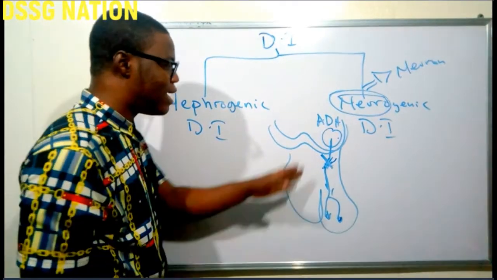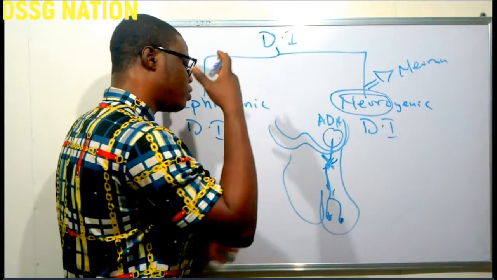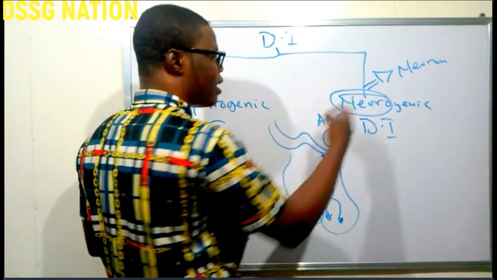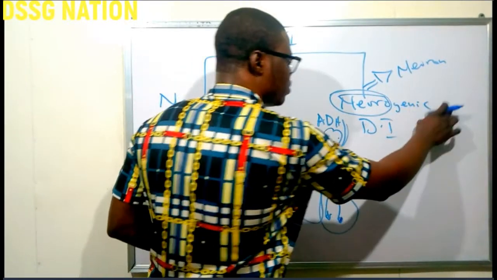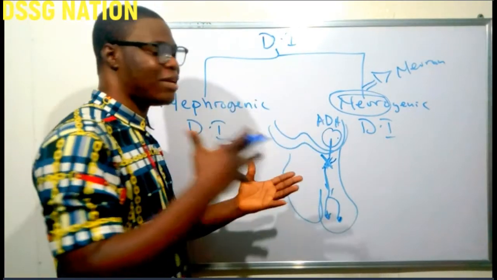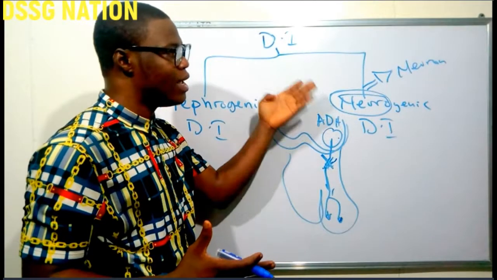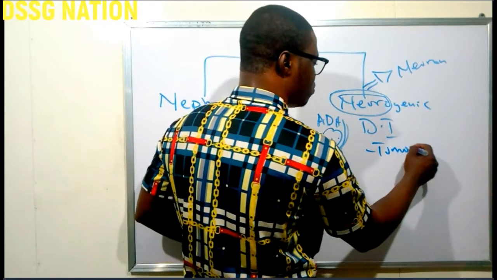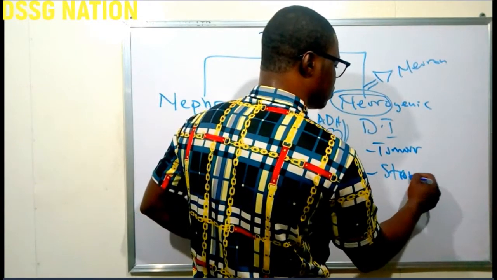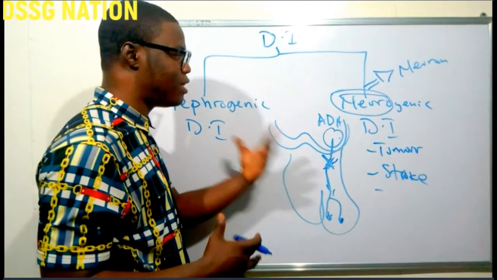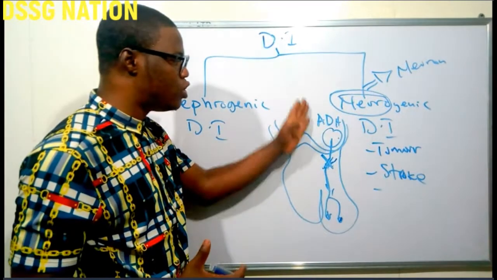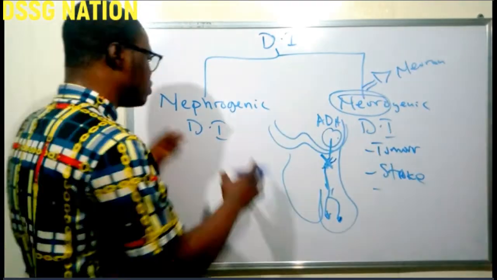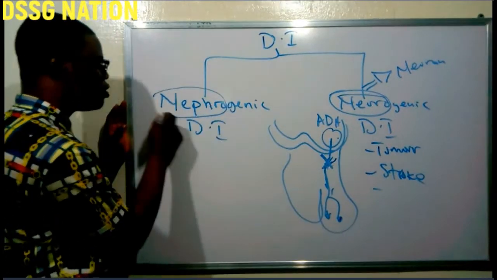Now imagine that this neuron becomes damaged. If it becomes damaged, that will lead to no production of antidiuretic hormone. So there will be no antidiuretic hormone again. Any disorder that affects the brain and prevents it from producing ADH is what we call the neurogenic diabetes insipidus. A tumor can cause it, a stroke can cause it, and some other things that can affect the brain. So anything affecting the brain that leads to a reduction in the production of ADH is what we call the neurogenic diabetes insipidus.